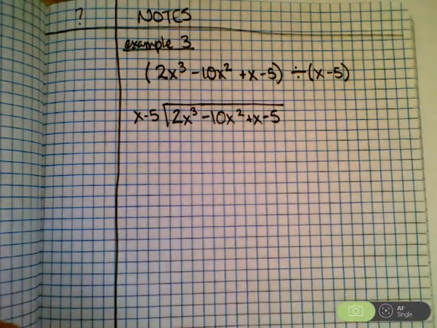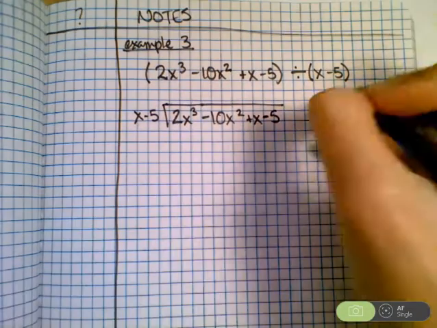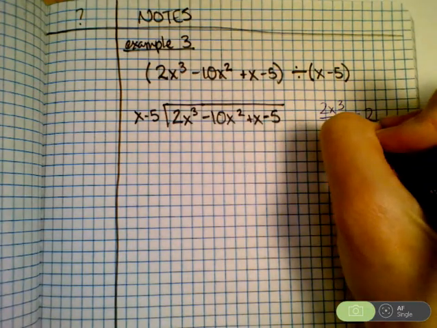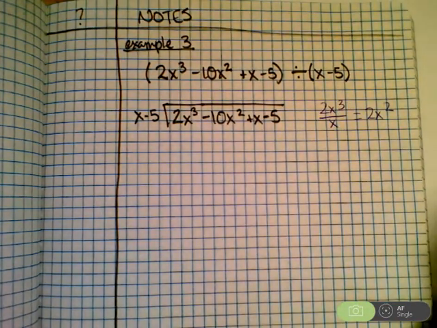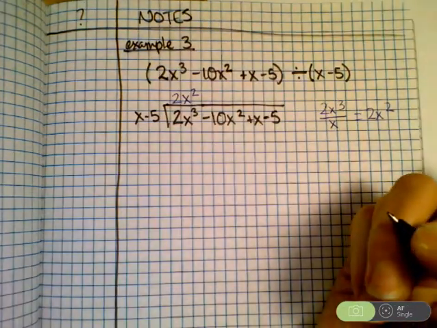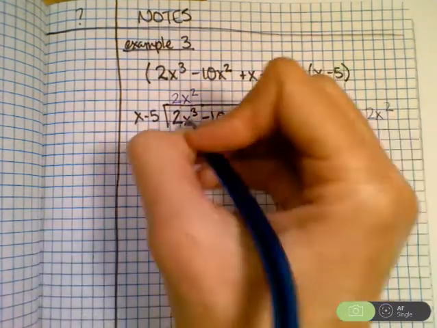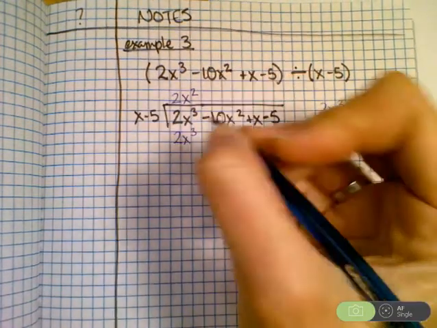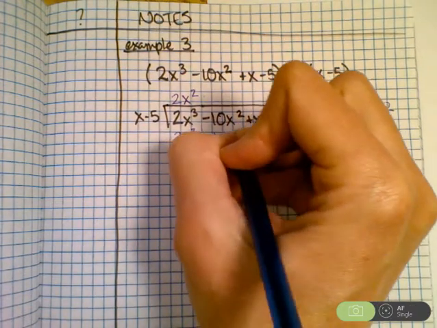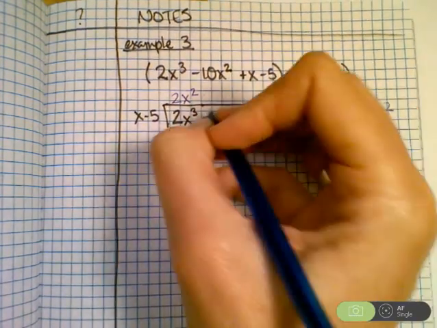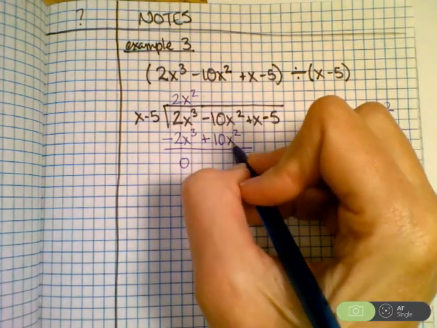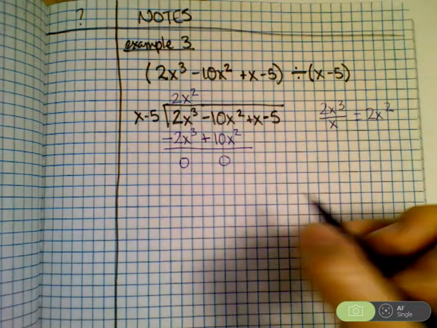So first divide. Remember, we divide the outside terms, so 2x to the third divided by x is 2x squared. So on the top here, I put a 2x squared. Then I multiply. 2x squared times x is 2x to the third. 2x squared times negative 5 is negative 10x squared. Draw the line, change the sign. That gives me a 0. Negative 10x squared and 10x squared gives me another 0.